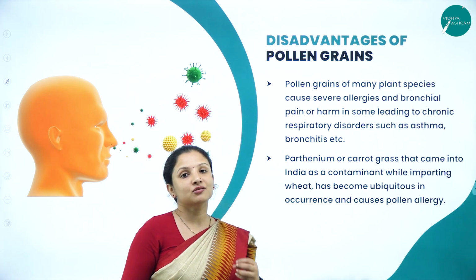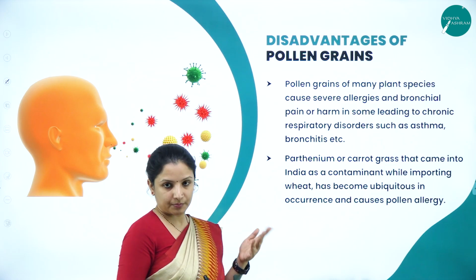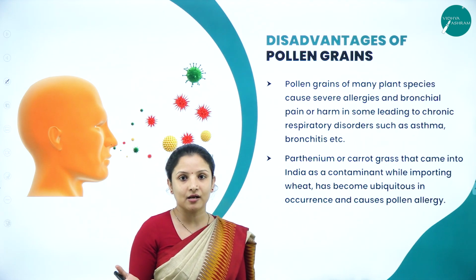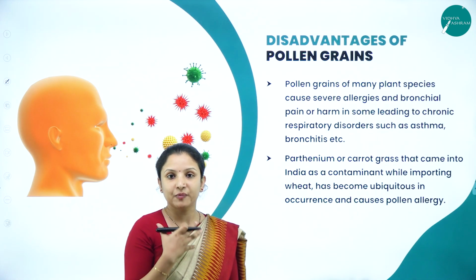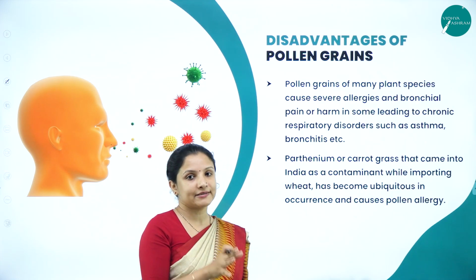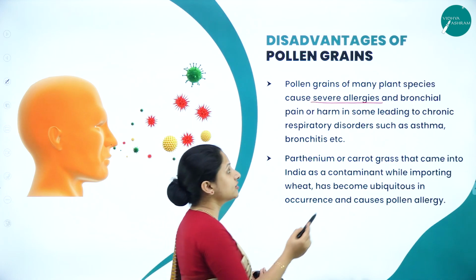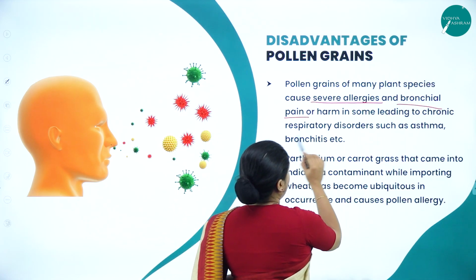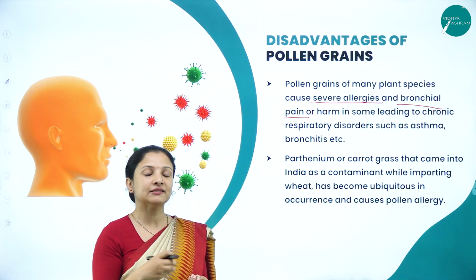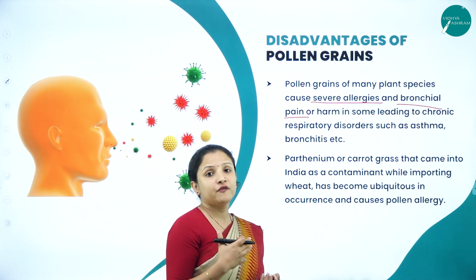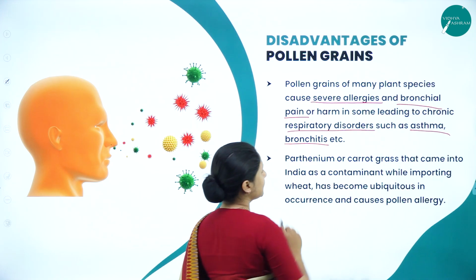Now pollen grain has its own disadvantages as well. What are those? Let's look into it. Pollen grains of many plant species, for example carrot grass or parthenium, are said to cause a lot of respiratory disorders for both animals as well as human beings. They cause severe allergies, they can cause bronchial pain also, and overexposure to the pollen of some plants can lead to harmful or chronic respiratory disorders such as asthma, bronchitis, etc.